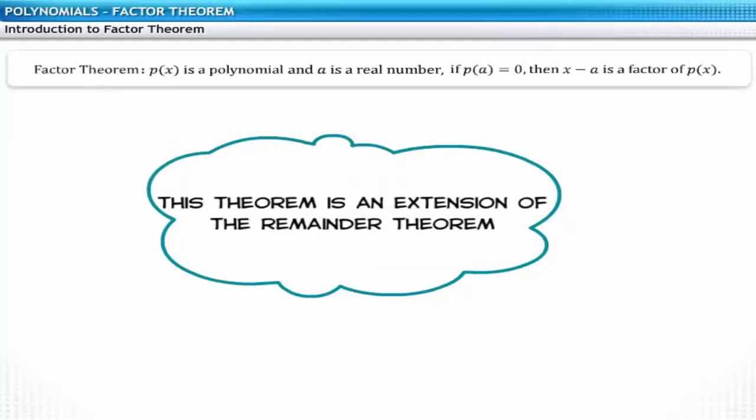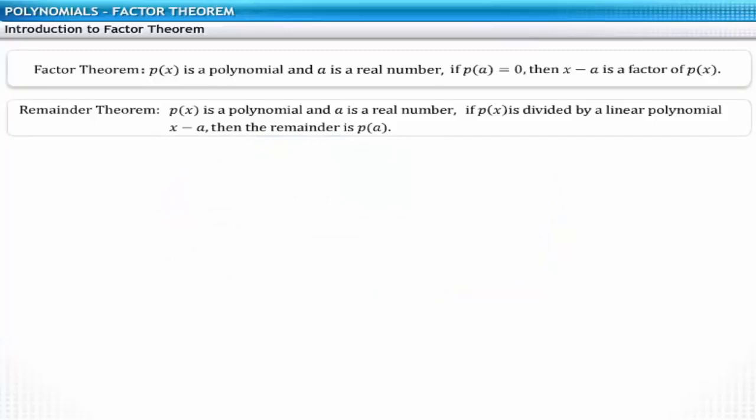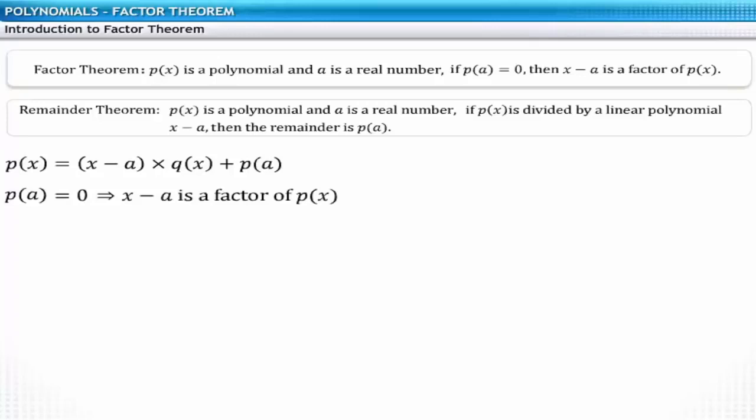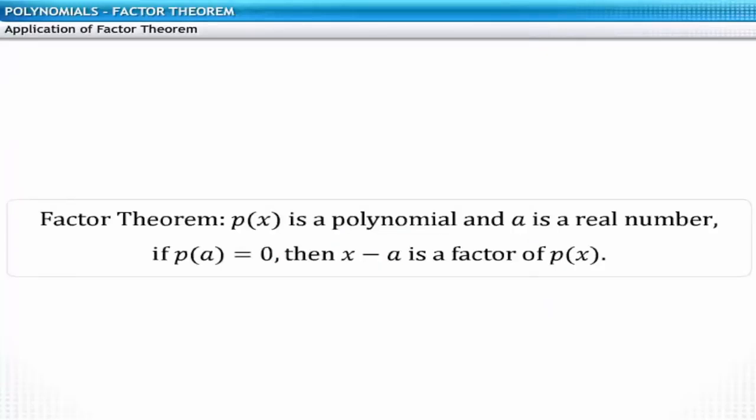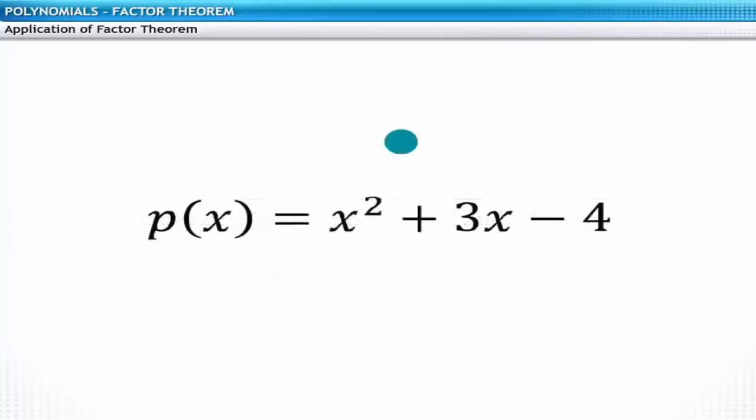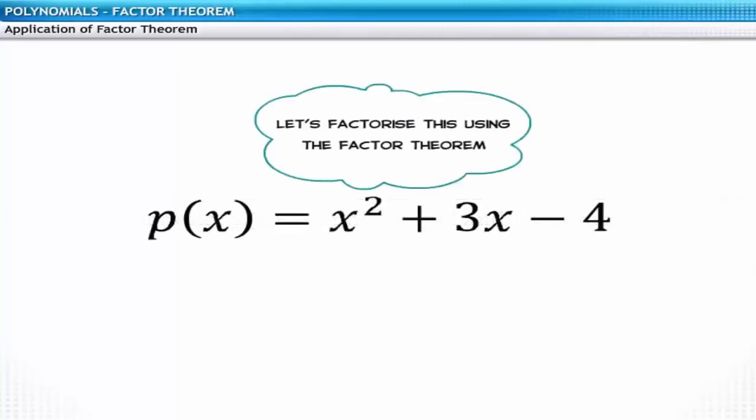This theorem is an extension of the remainder theorem. If the remainder becomes 0, then you can say that x minus a is a factor of P of x. Conversely, if x minus a is a factor of P of x, then P of a is equal to 0. The factor theorem can be used to factorize a polynomial or verify that a linear polynomial is a factor of another polynomial. Let's factorize this quadratic polynomial using the factor theorem.